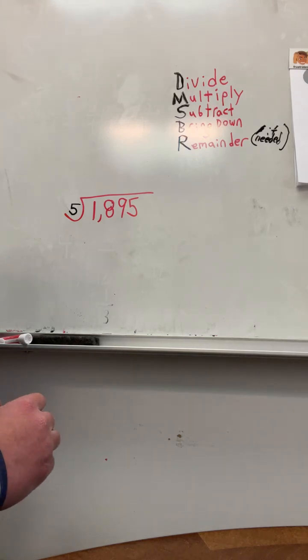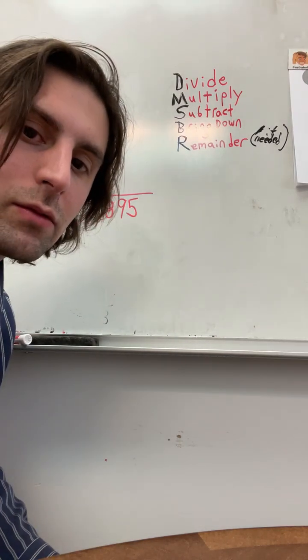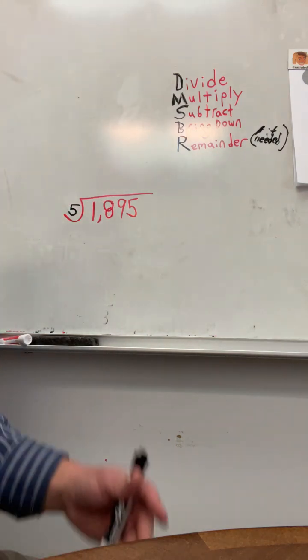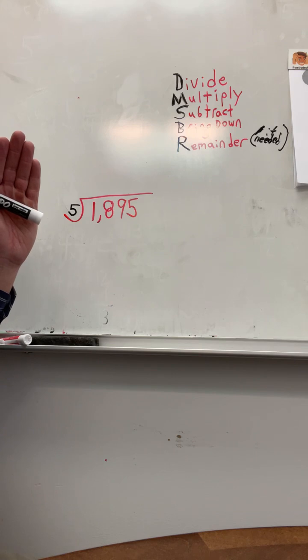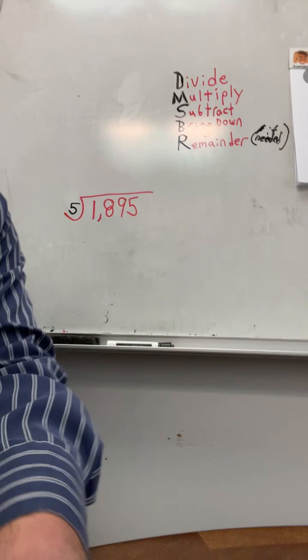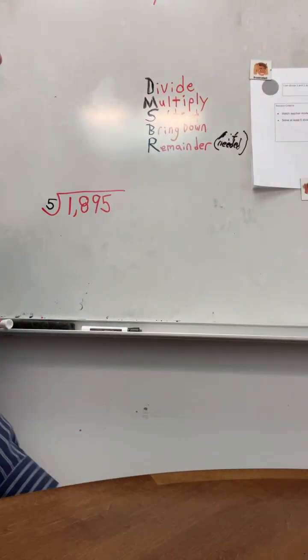1,895 divided by 5. So we're going to start out by dividing with the smallest digit possible. The rule is that the digit you divide with inside the square has to be bigger than the digit that's outside of the square. So we can divide with single digits, as long as the digit inside is bigger than the digit outside. If it's not bigger, then we might need to use the first two digits. So I'm going to pretend these other numbers aren't here to start off.